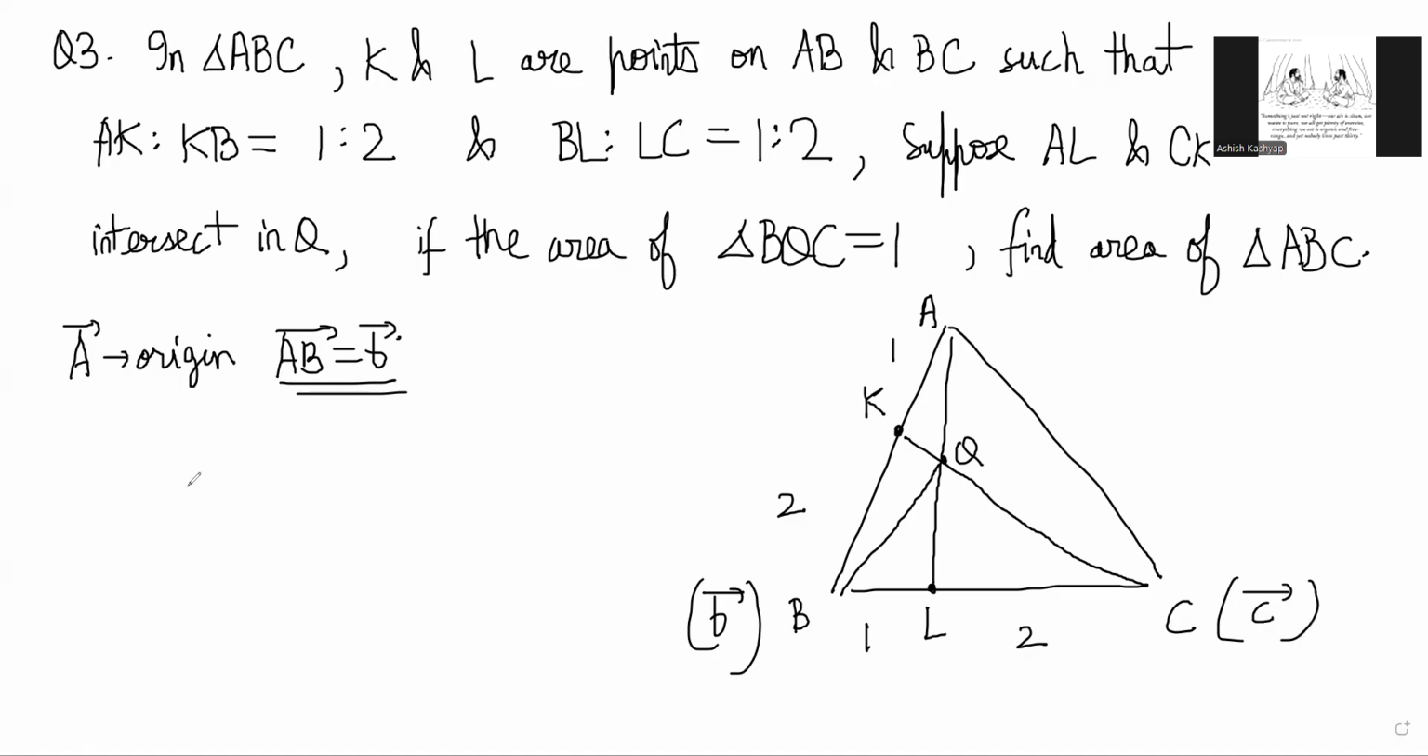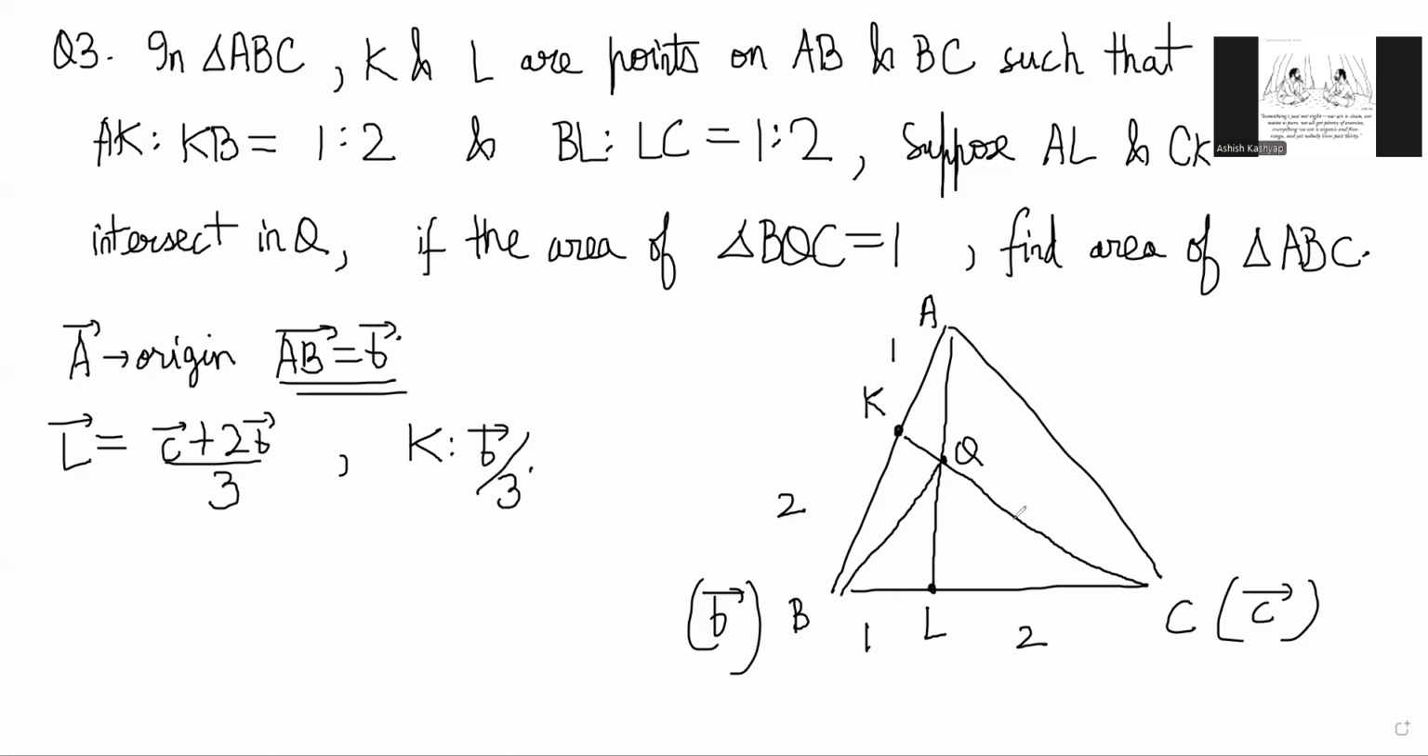So obviously now L vector by the section formula will be (1 times C plus 2 times B) by 3, right? So it will be (C plus 2B) by 3, and K vector, again by the section formula, will be (2 times 0 plus 1 times B) by 3. So it will be B by 3, right?